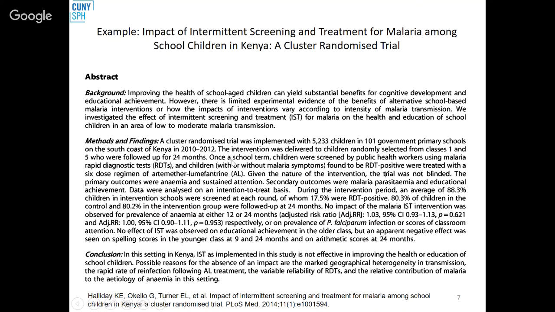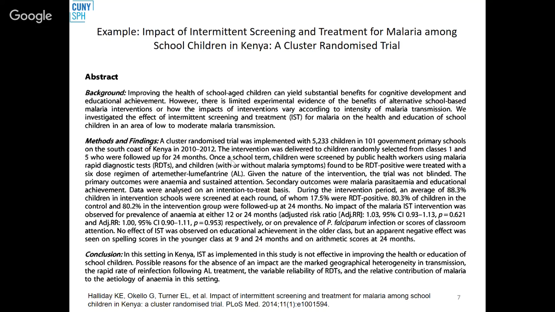This was an example that I just pulled off of PubMed because I thought it was an interesting example, because their statistical methods are actually kind of complex in here. It's a cluster randomized trial.